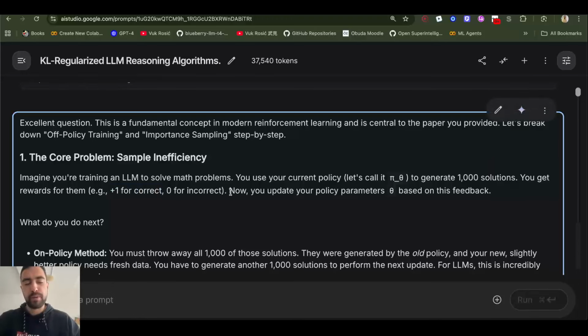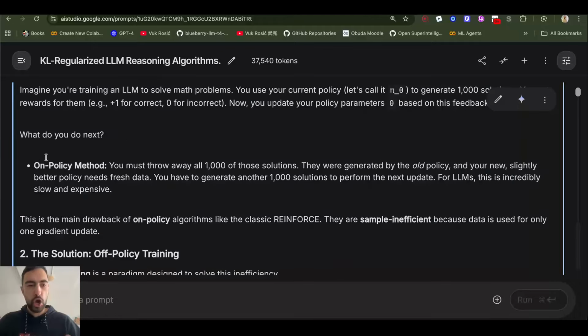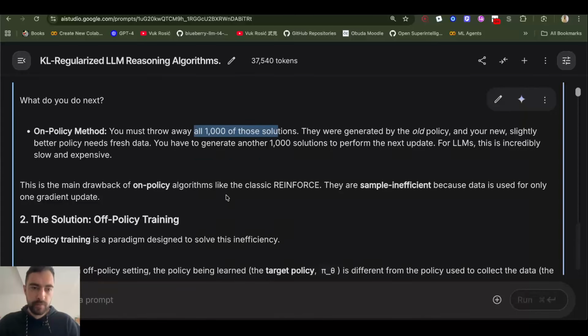So you change the probability distribution of tokens based on the previous text, the question, the math answer, etc. On-policy, here you would throw away all of these 1,000 examples because they were generated by the old policy. Now you have a new updated policy, updated LLM, updated weights. Now you need to use that to generate data so you can improve it. This is the main drawback of on-policy algorithms like REINFORCE, because they are sample inefficient. They use these samples just to do one gradient update.